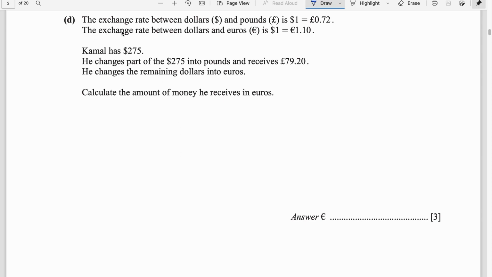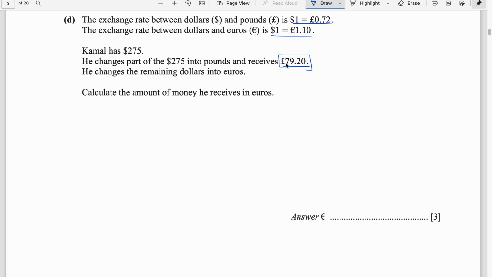D part. The exchange rate between dollars and pounds is this. The exchange rate between dollars and euros is this. Kamal has $275. He changes part of 275 into pounds and receives 79.2 pounds. He changes the remaining dollars into euros. Calculate the amount of money he received in euros.